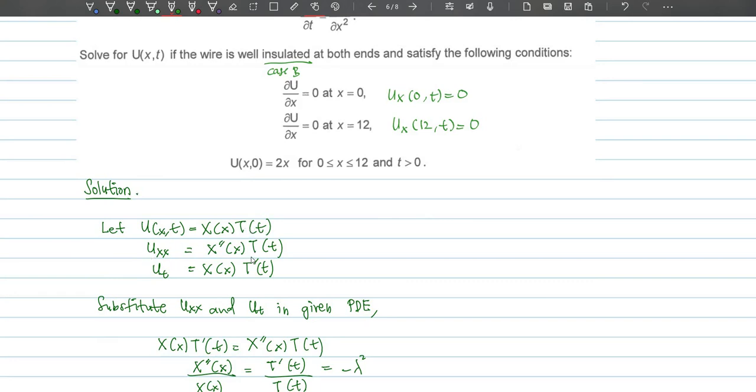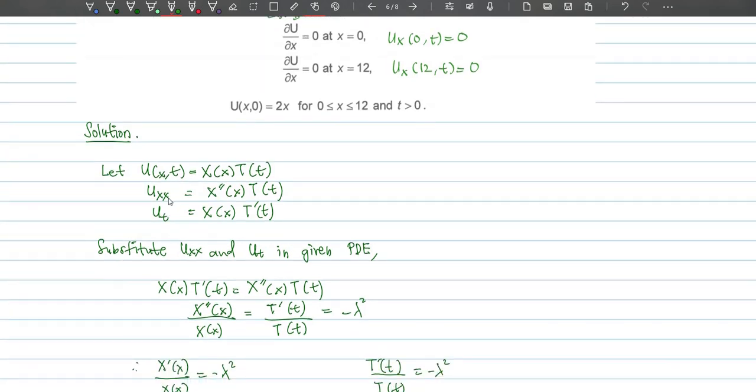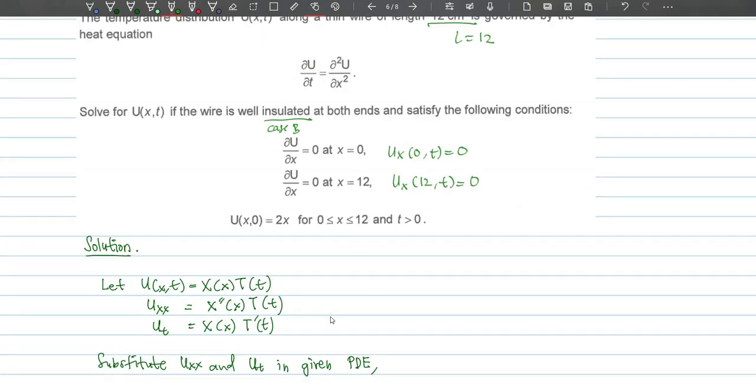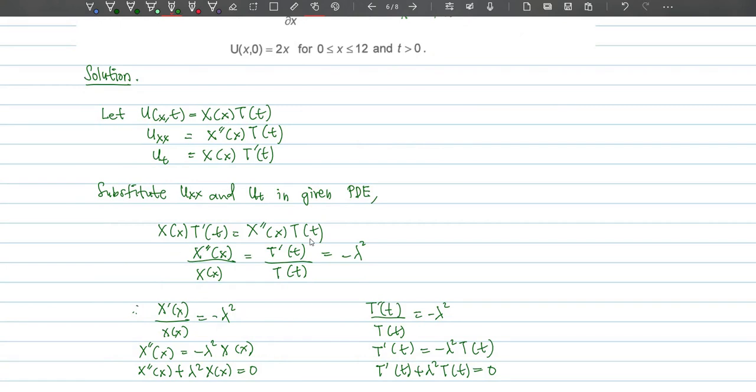Where u_xx equal to S''(x)T(t) and u_t is equal to S(x)T'(t). This one we obtain using partial differentiation. So next, substitute u_xx and u_t in the given PDE, which is this one, and hence we have this equation.